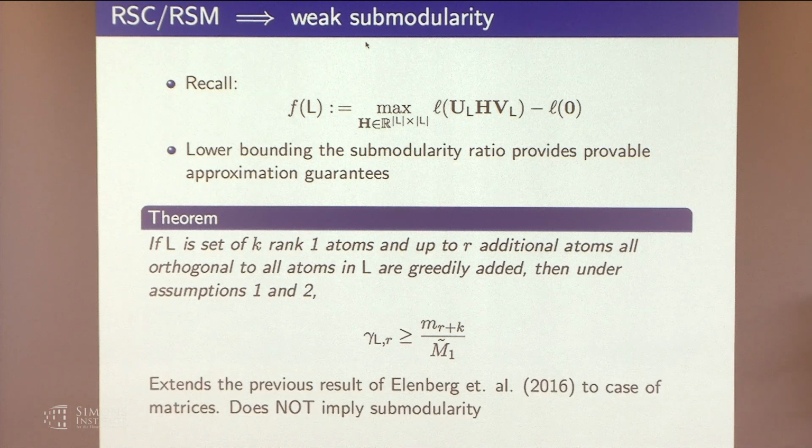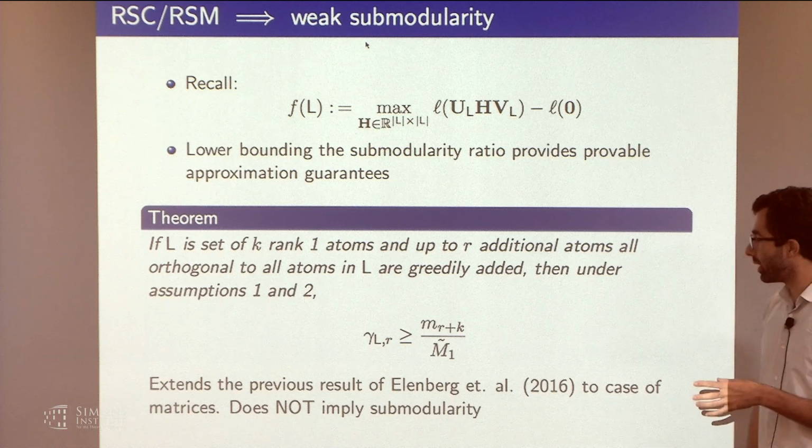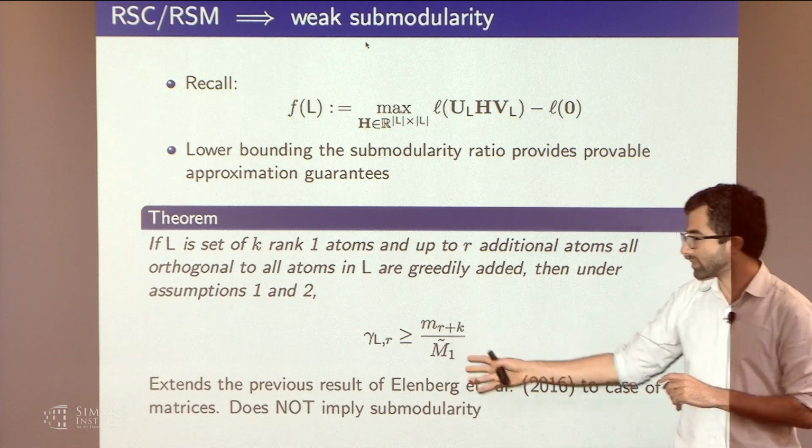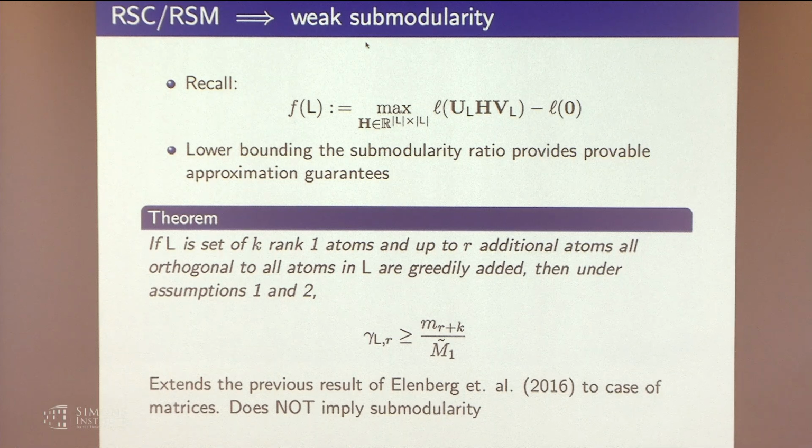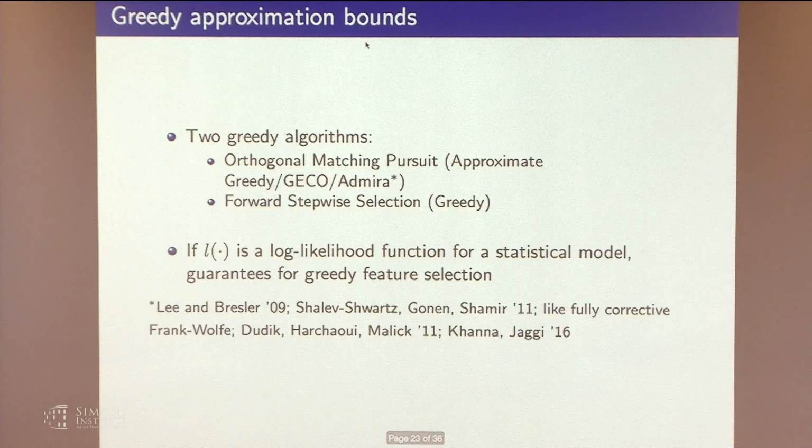So this sort of thing extends a previous result by Elenberg et al. and us that gives you weak submodularity for general sparse optimization. But it is important to note that in this case, and in that case, we're not implying actual submodularity. It's just this weak submodularity. So we can now get greedy approximation bounds.